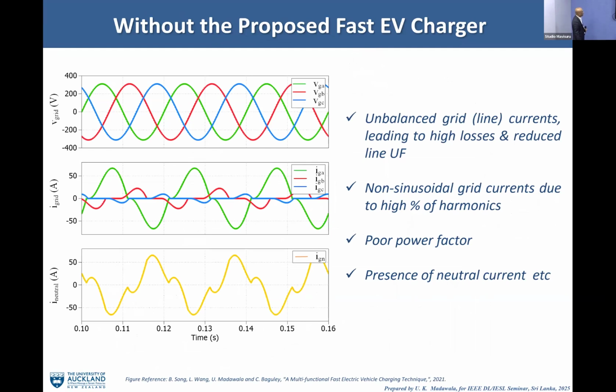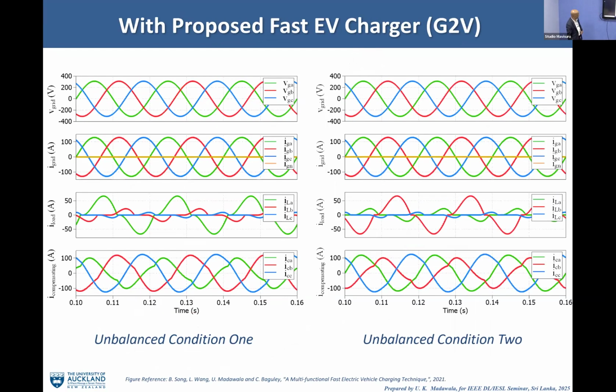There you can see the unbalanced grid currents. The green one is much higher than the red and the blue. So with our method, we can actually improve it. There you can see that they are all balanced. We are still delivering the same load, still charging the electric vehicle. You can see it to the vehicle. So we take from each phase a certain amount of energy, in a manner that all the grid currents are balanced. So that is one way of doing that.